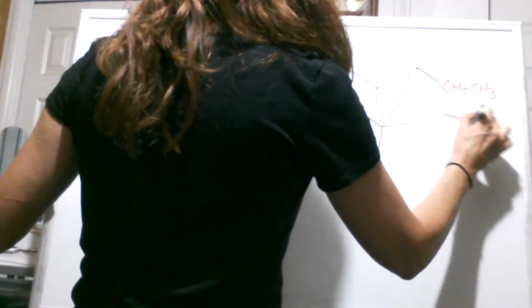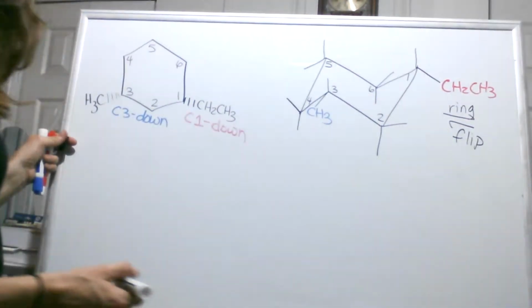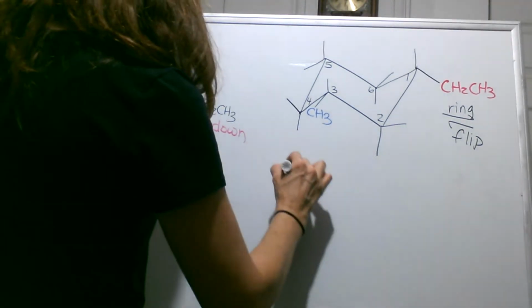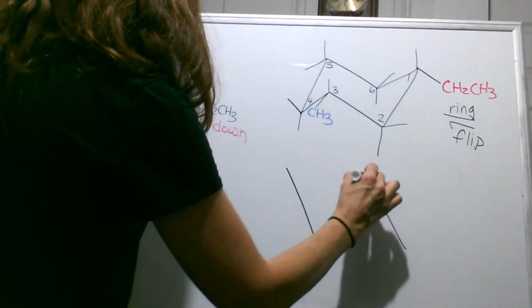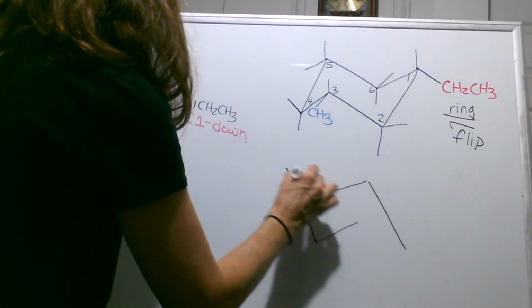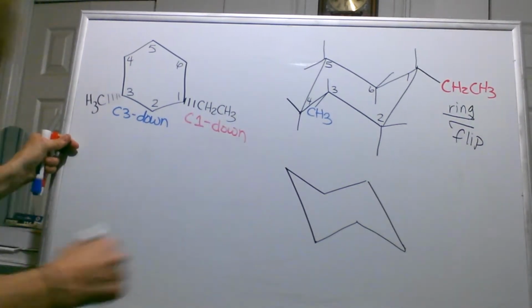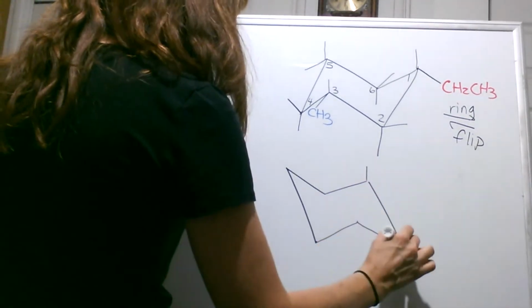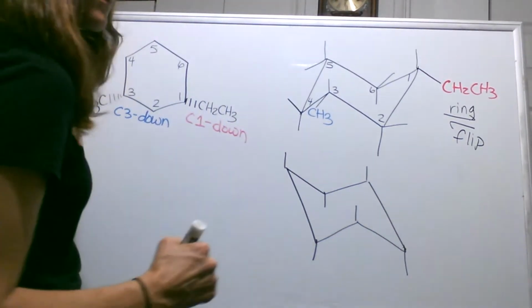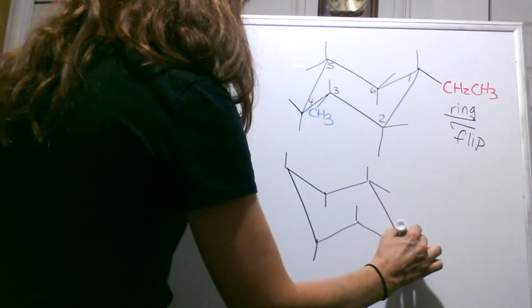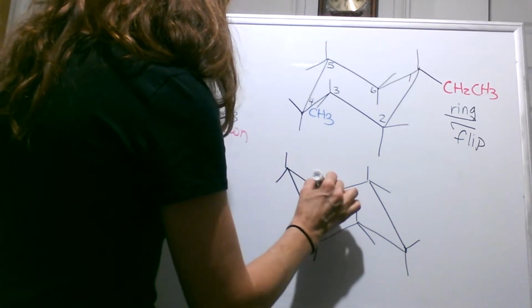Okay, now we're going to draw the ring flip. So we'll draw the other conformation of the chair, drawing those lines in the opposite direction. Second set of parallel lines, and then closing the ring. Write all the axial bonds, alternating up, down, and then fill in all the equatorial bonds, down, up, down, up, down, up.